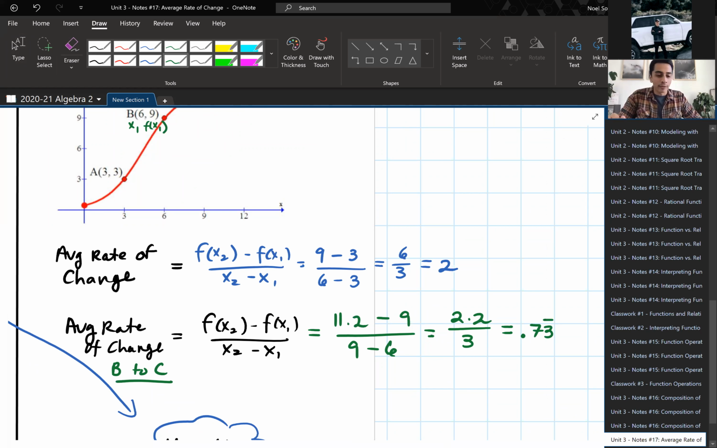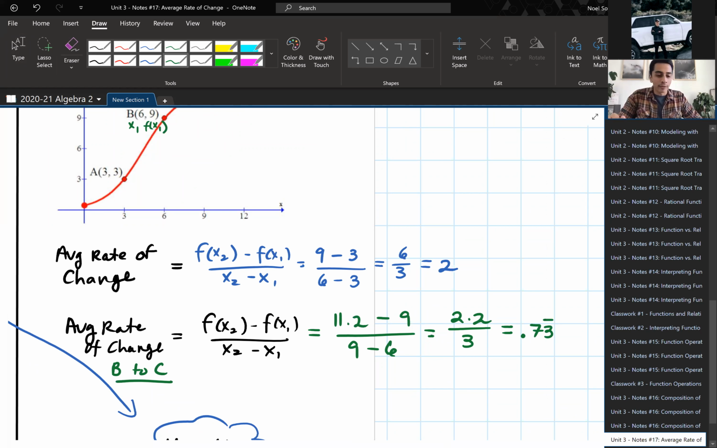All right, and then finally, from A to C, right? So that requires us to relabel one last time, all right? Because now I have A as my first value and C as my last. So A would then represent x1 and f of x1. And then C would be x2 and f of x2. Okay, so average rate of change from A to C this time, f of x2 minus f of x1.